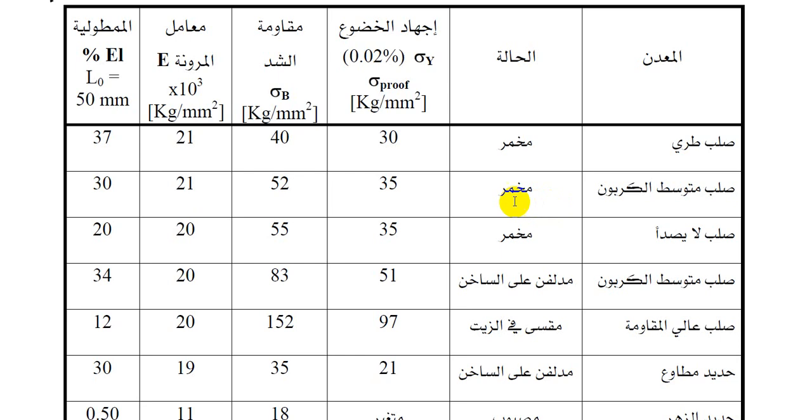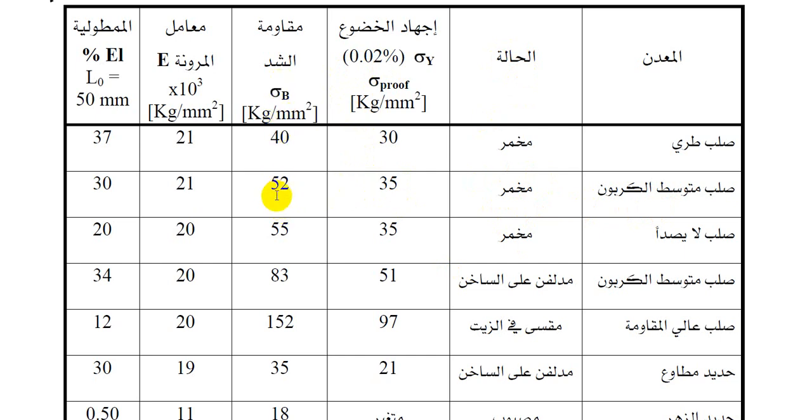The moderate carbon steel is annealed. The condition of the moderate carbon steel, as you can see, is annealed, and the 35 is the yield stress according to the 0.02 proof stress value, as you can see right in front of you.